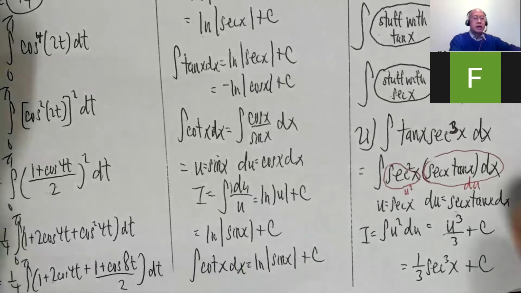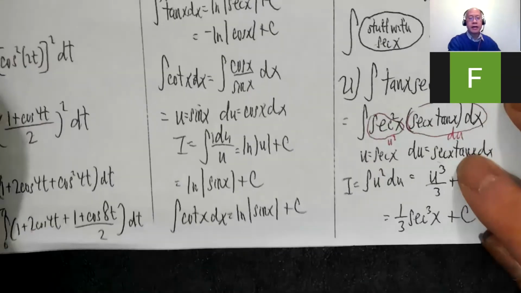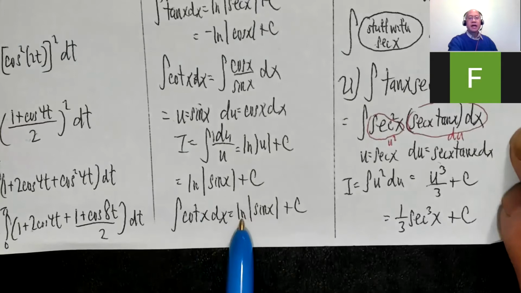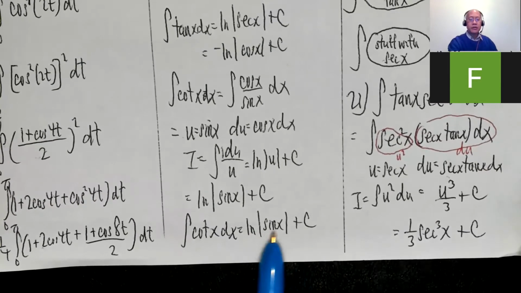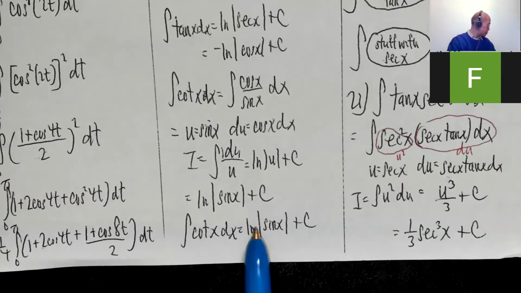Okay, so bottom line, integral of the cotangent is ln absolute value of sine x plus c. And this is the way it is in most textbooks. We will just leave it like that.